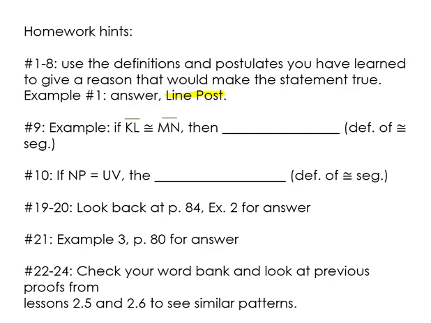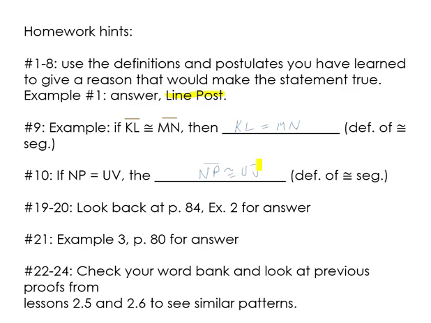If segment KL is congruent to MN, then what? Well, we've learned this from our proofs. We just did it. Then KL would be equal to MN. Remember, if they're congruent, then they're equal. If they're equal, then they're congruent. So now you know how to do number 10. If NP equals UV, then NP is congruent to UV. And that is because the definition of congruent segments for both of those answers.